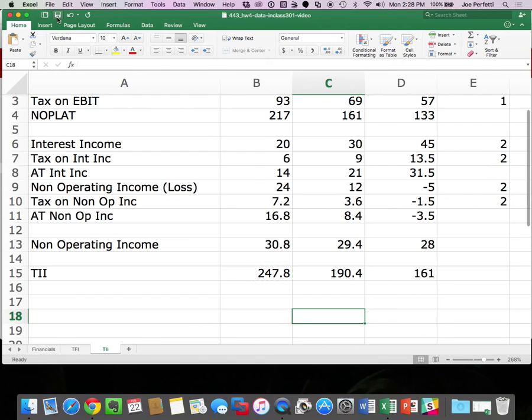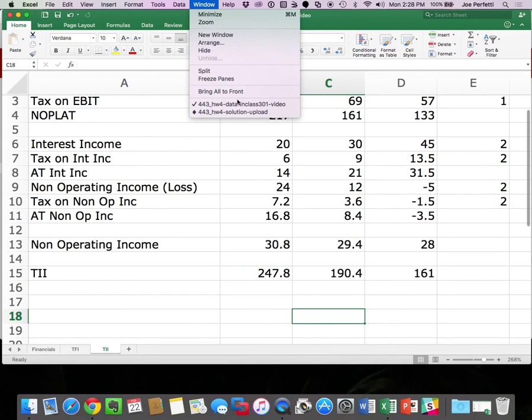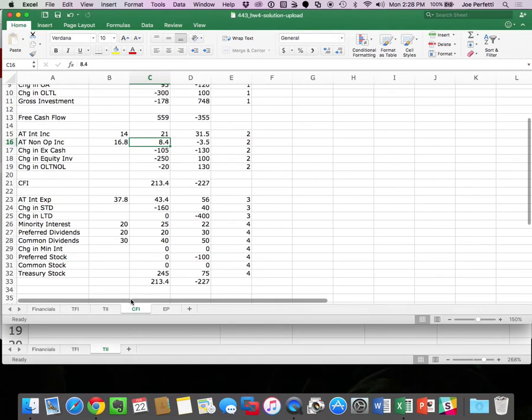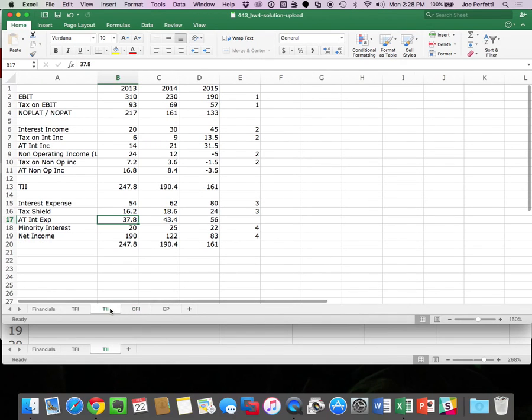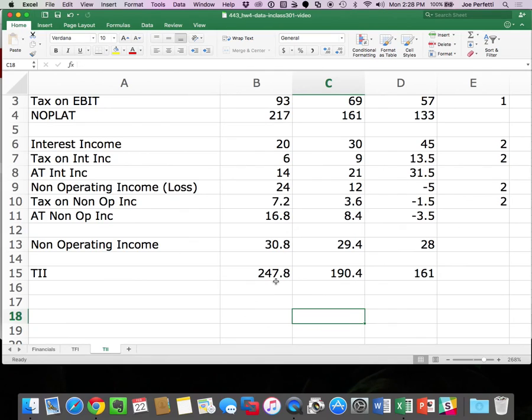Okay. So you'll notice on the solution for TII, I did it in a little different way. I just gave you the 247.8, so I had the same answer, but I didn't sum up these non-operating items. Here in class, I did because I thought it was more helpful to the previous sections to see that that's actually what's happening here, right?